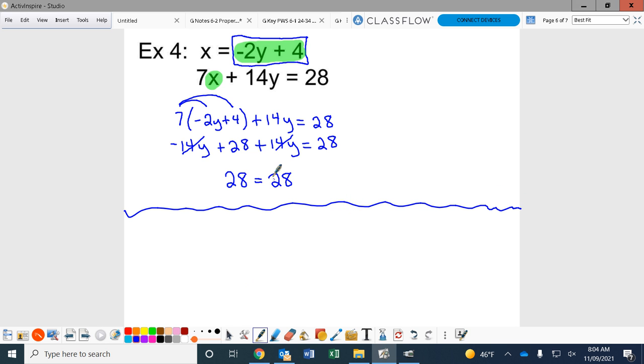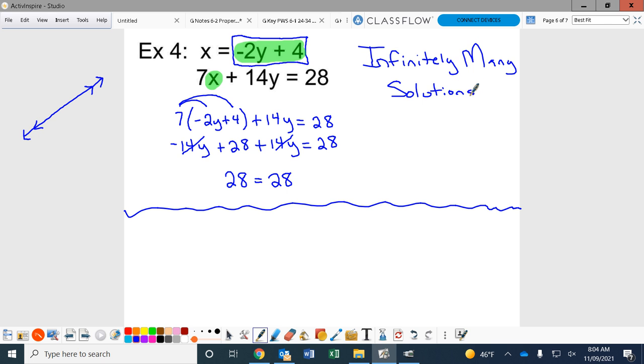Guys, if they are equal to each other, that means these two lines are exactly the same line. So it's going to be a graph, and then it's going to be another graph of the exact same line right on top of it. If we solve this one for x, it would equal this exact same thing. Because of that, remember, every single point is in common, so we write infinitely many solutions. There are an infinite number of points that they share that are solutions in common.